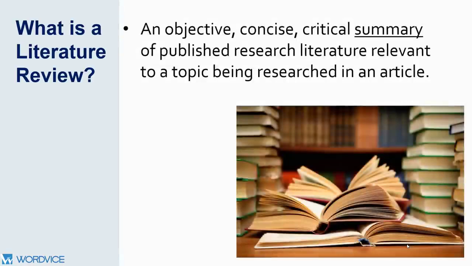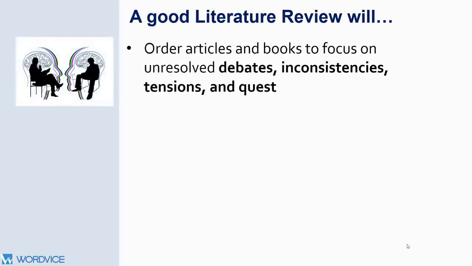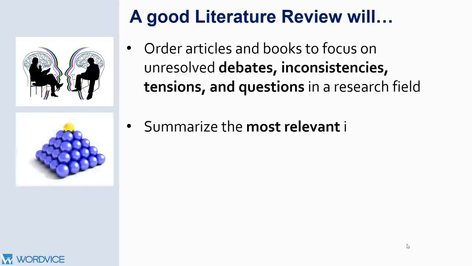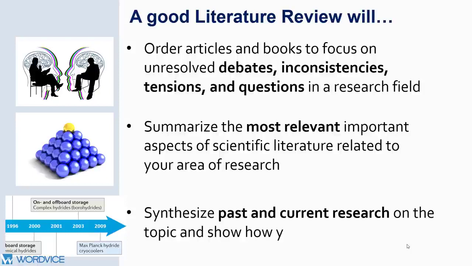A literature review is an objective, concise, critical summary of published research literature relevant to a topic being researched in an article. A good literature review will order articles and books to focus on unresolved debates, inconsistencies, tensions, and questions in a research field. It will also summarize the most relevant, important aspects of scientific literature related to your area of research, and synthesize past and current research on the topic and show how your research fits in.